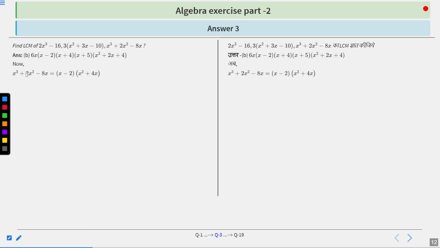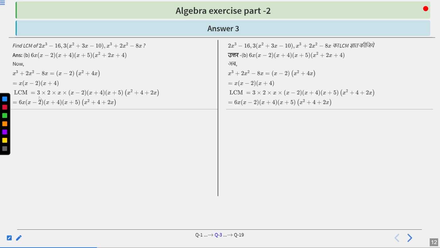Last one was x³ + 2x² - 8x. That can be written as x into x² + 2x - 8, or x into x - 2 into x + 4. We have to find the LCM. So after the expansion of every algebraic expression, we can say that LCM is 3 into 2 into x - 2, x + 4, x + 5, x² + 2x + 4. So 3 into 2 is 6, x, x - 2, x + 4, x + 5, and x² + 2x + 4 is the LCM. So option number B was the correct answer.